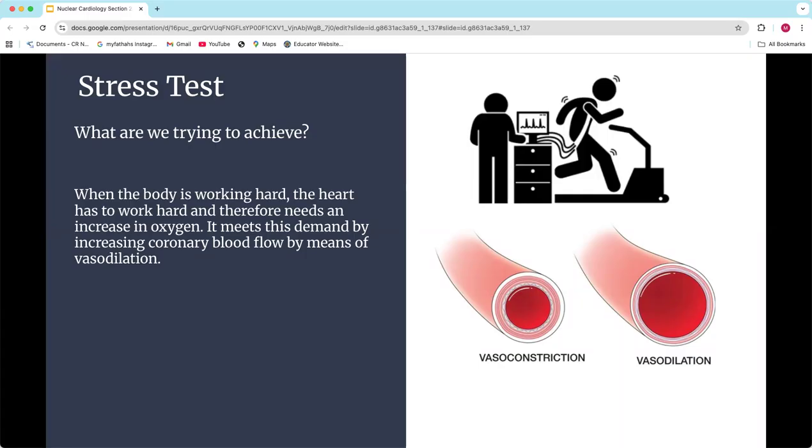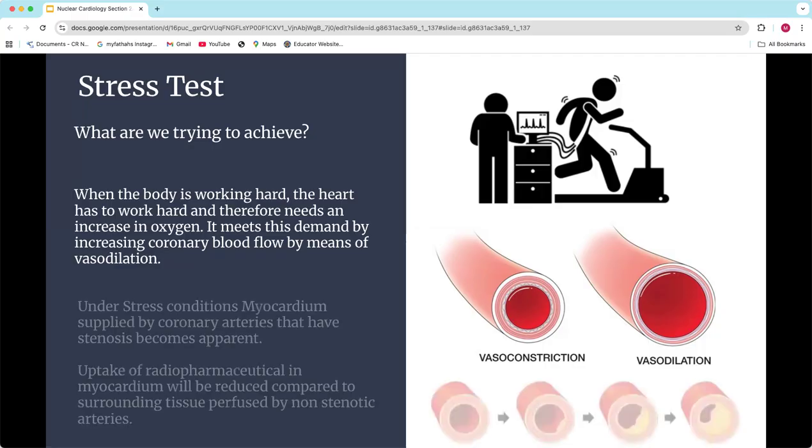So when the body is working hard, from an exercise perspective, the heart also has to work hard because muscles are working, and so circulation has to increase, right? To meet that demand, your body will tell the blood vessels to dilate and open up, and that increases the blood flow. That increase in blood flow is what we're after when we do a stress test. We want to dilate the blood vessels. Now, why is that?